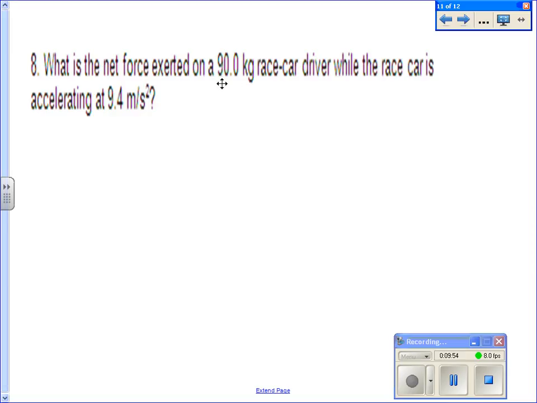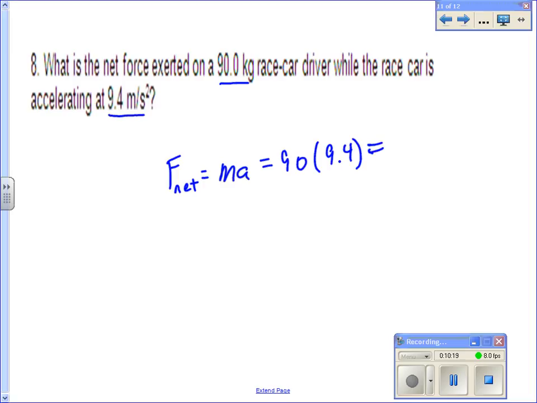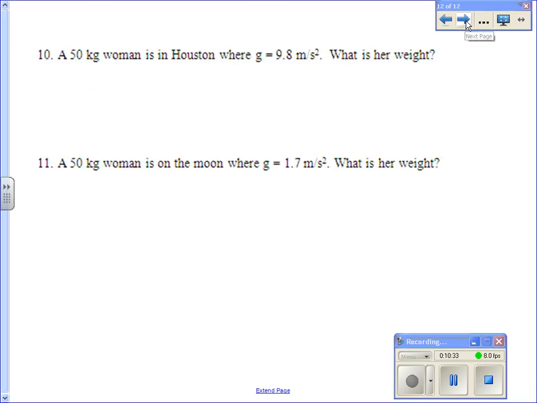All right, what is the net force exerted on a 90 kilogram race car driver while the race car is accelerating 9.4 meters per second squared? So what happens here is net force is going to equal mass times acceleration. We're finally just getting the straightforward force equation. So in this one, the race car driver is 90, and he's accelerating at 9.4. It doesn't matter that he's inside the car. The car and the driver are both being accelerated at 9.4. We're only asked about the driver, so it's just his mass times his acceleration. You'll get your answer, and it'll be in newtons. So you can do the math on that.